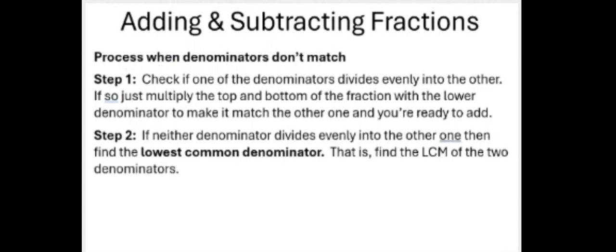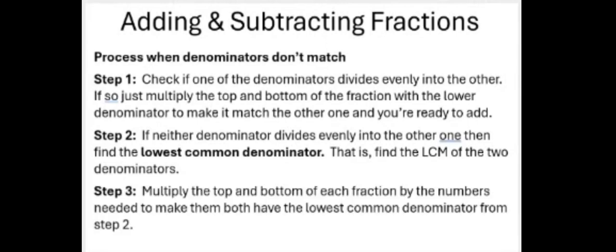If that fails, step 2, then you need to find the lowest common denominator, in other words, the LCM of the two denominators, the smallest number they both go into. And then you adjust each fraction by whatever number is necessary to make it have the lowest common denominator. So there, if you want to screenshot that, it probably doesn't make sense just reading it like that, but if you have that to look at as you try examples, I think it's helpful.